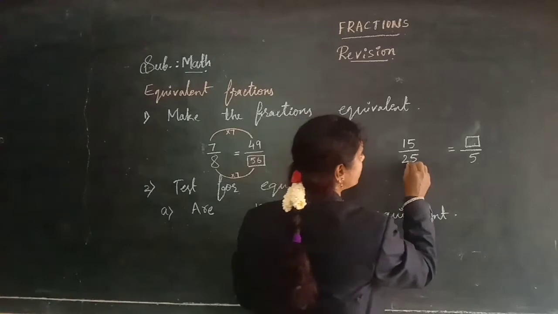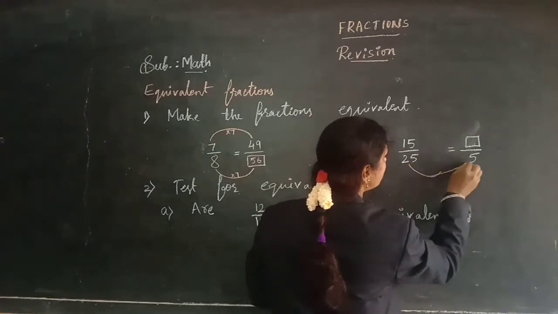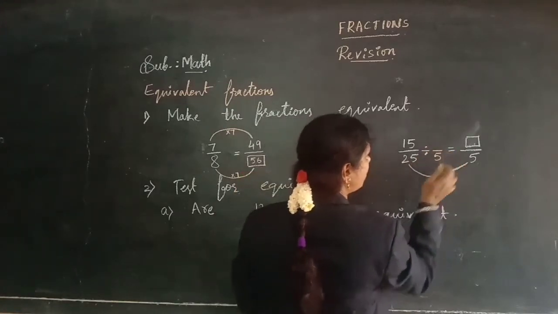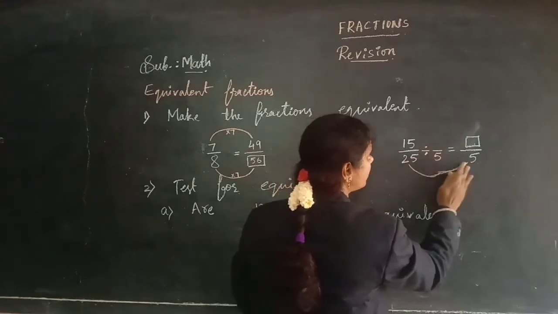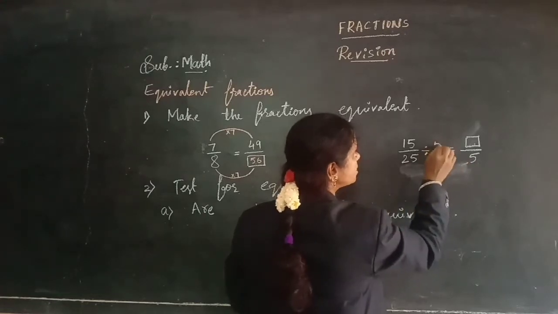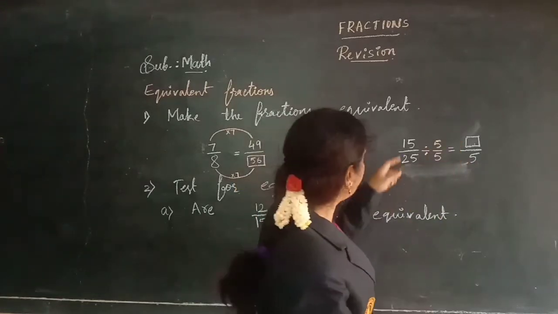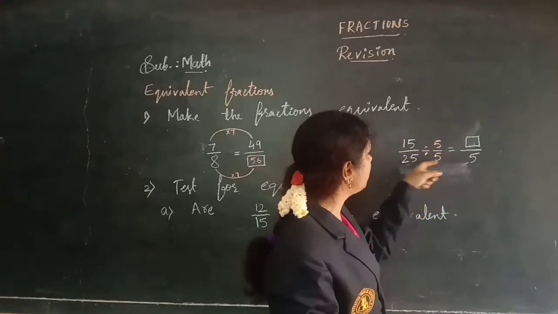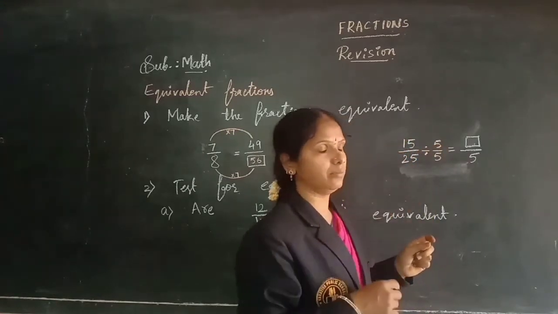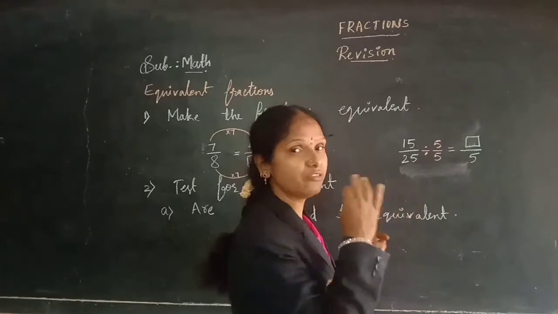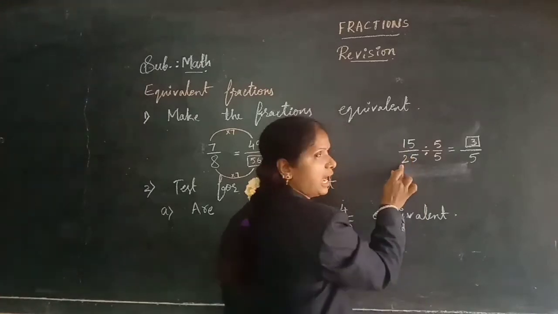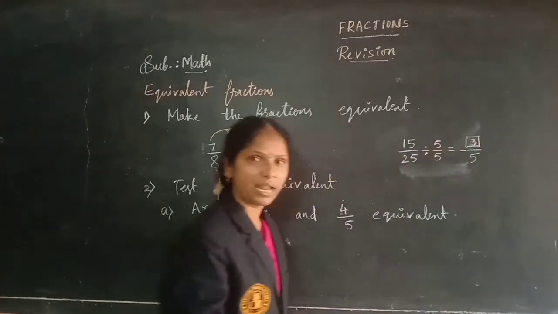So with what do we need to divide here? See with what number we should divide here to get this. We need to divide 25 by 5 table. Okay. So when 25 is divided by 5, we get 5 as the answer. Divided by 5 here means the numerator also you should divide by 5. Okay. So 15 is divided by 5. In the 5 table, 5 ones are 5, 5 twos are 10, 5 threes are 15. So we get 3 as the answer. It means 15 by 25 and 3 by 5 are equivalent fractions.